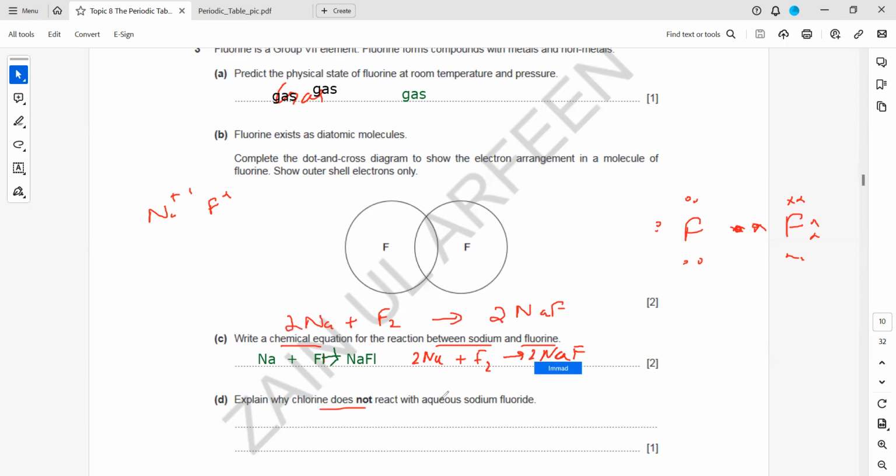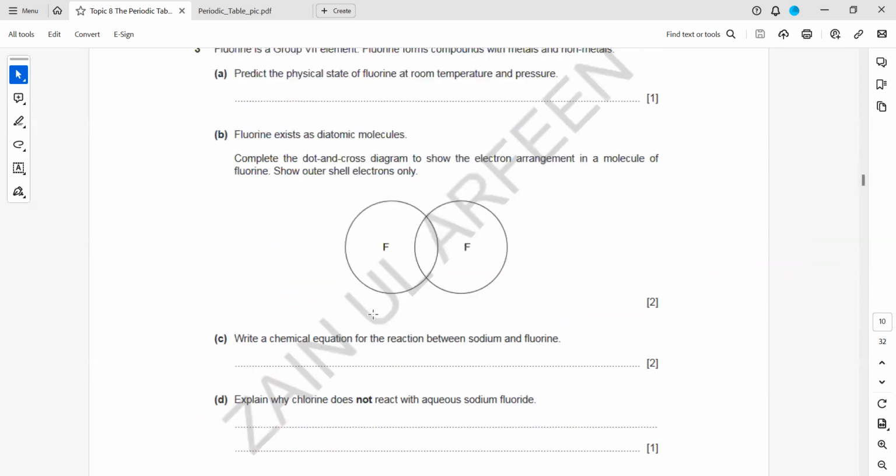Explain why chlorine does not react with aqueous sodium fluoride. The reason is that it is less reactive than fluorine. The more reactive halogen always displaces the less reactive halogen from its compound. So this was page 10 for the periodic table.